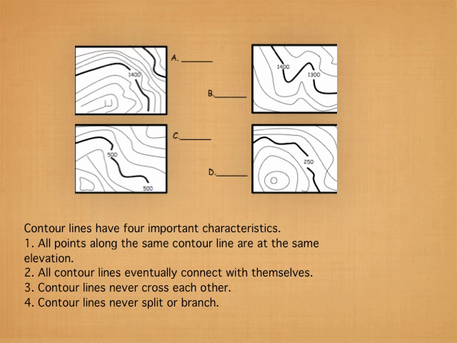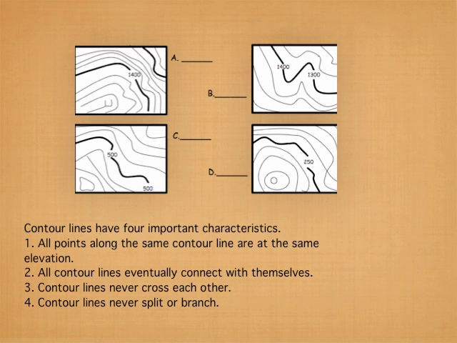These are mistakes that are made in topographic map designs. So if we look at letter A, it matches up with number 4, that contour lines never split or branch. If you look in the bottom left-hand corner, it looks kind of like a football goal. That doesn't happen in topographic map design. They are not allowed to split off or branch off. So that's that one's mistake.